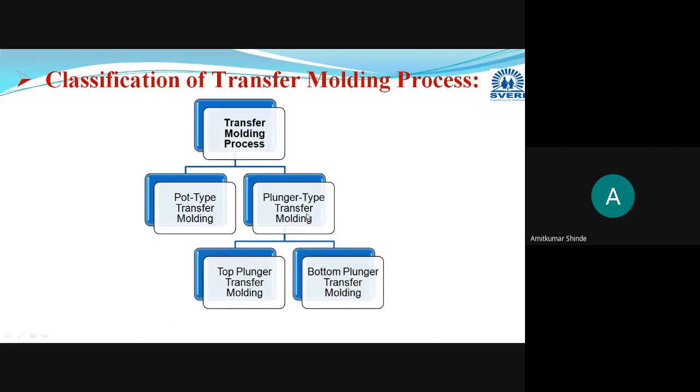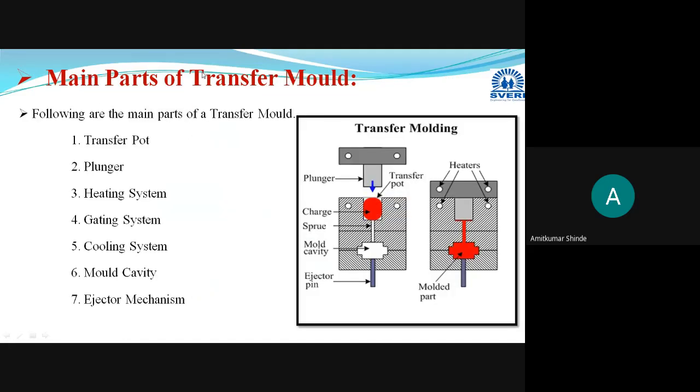And this plunger type transfer molding process is classified in two types depending on the direction of the movement of the plunger. If it is moving in downward direction, it will be termed as top plunger transfer molding, and if it is moving in upward direction during the transfer of material, then it is termed as bottom plunger transfer molding process. Then we have discussed the design of the transfer mold.